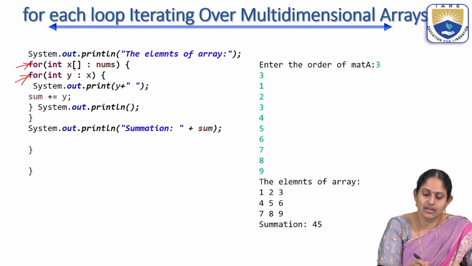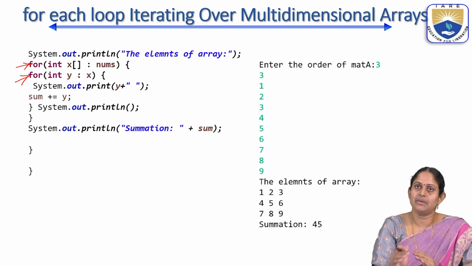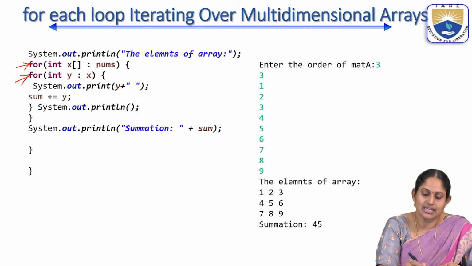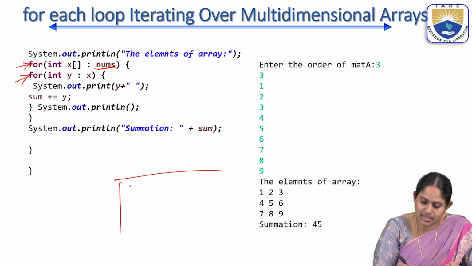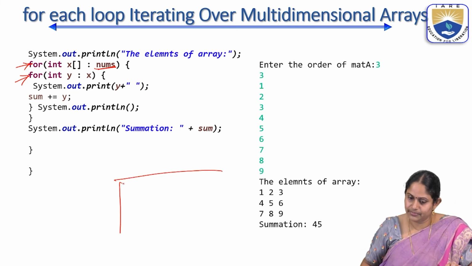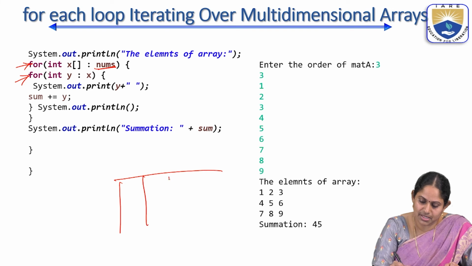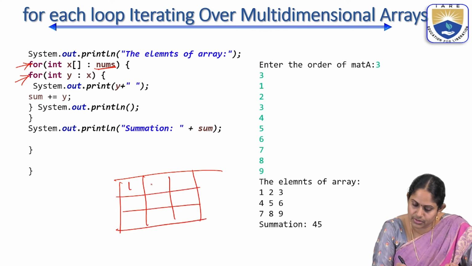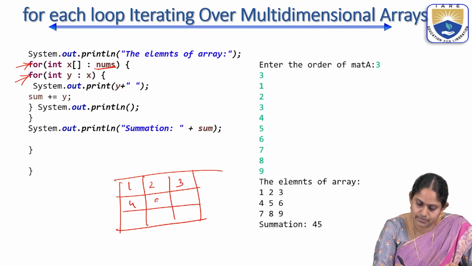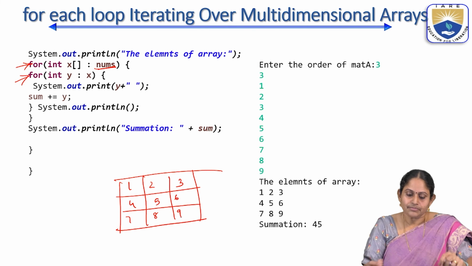Here it will be considered a two-dimensional array, an array of another array. So nums is the two-dimensional array. We have nums here. It is a 3 by 3 matrix. So we have 1, 2, 3. This is our array.